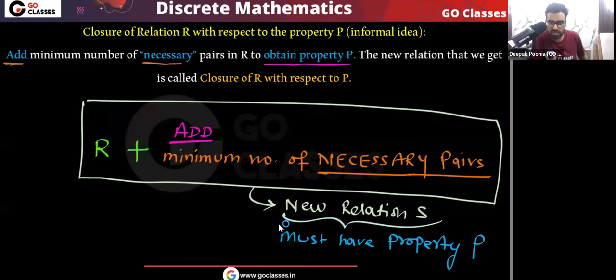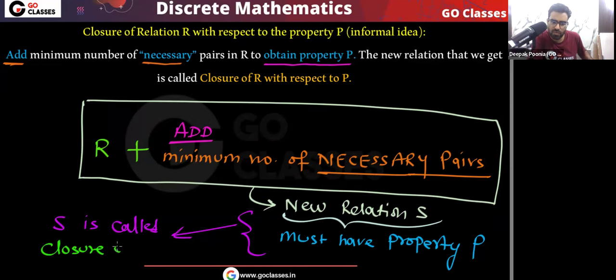Okay. So this new relation S is called closure of R with respect to property P. Okay, that's it. I hope you understood. Now let's see some examples.